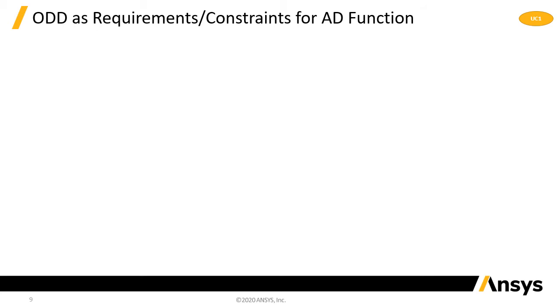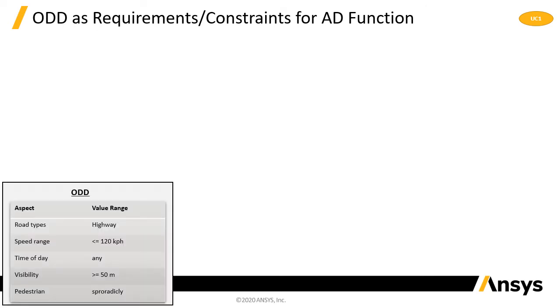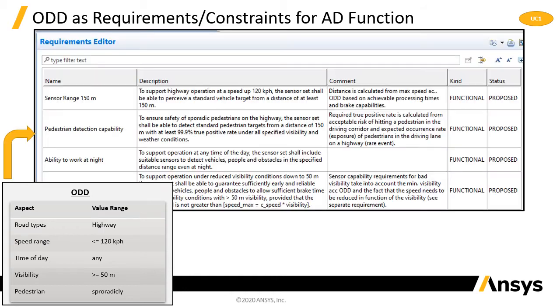Use case number one, the ODD as a source for requirements and constraints for development of the AD function itself. Imagine you have a simple ODD for some system saying, okay, only road type allowed is highway, the speed range is up to 120 kilometers per hour, can be any time of the day, but visibility must be at least 50 meters. Can there be pedestrians? Well, there's a sporadic occurrence of pedestrians even on the highway, but not in a regular case. I can take this for systematic requirements elicitation.